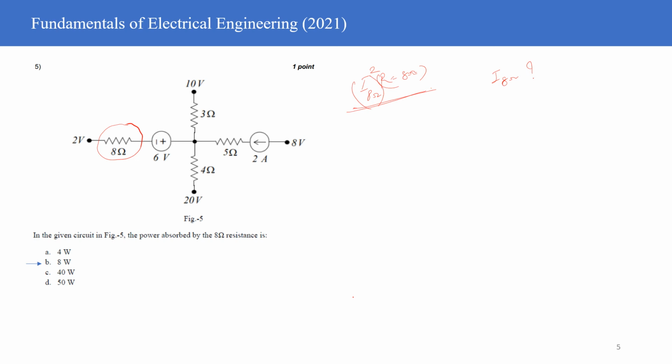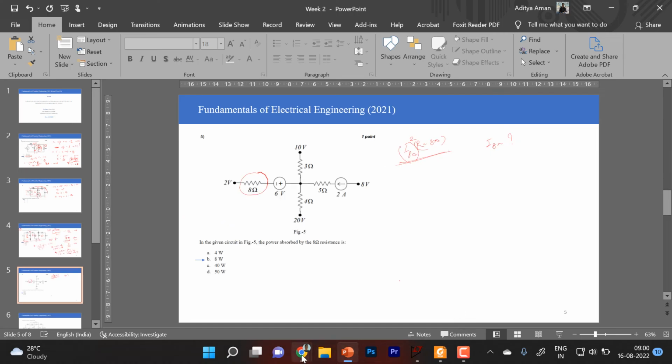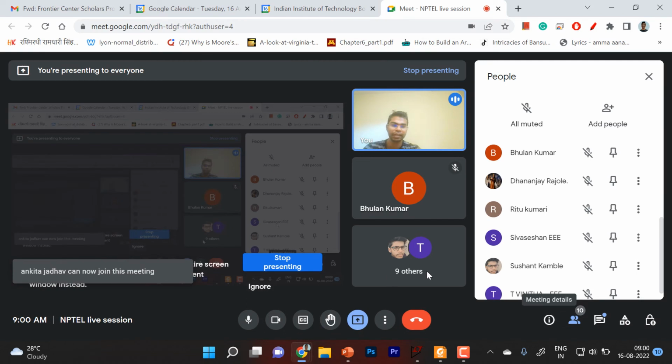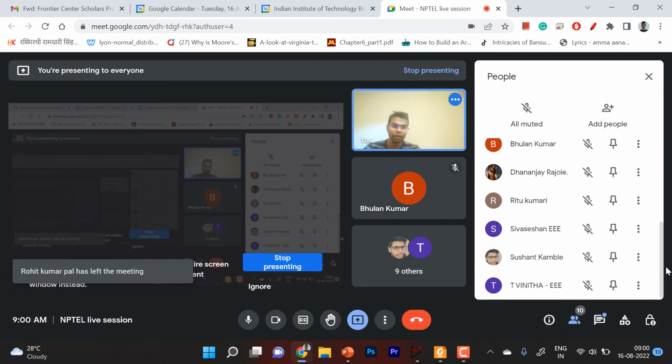How would you approach this problem? Anyone can take a shot here. Feel free, guys, to speak up. It would be great if you are having some kind of interaction.